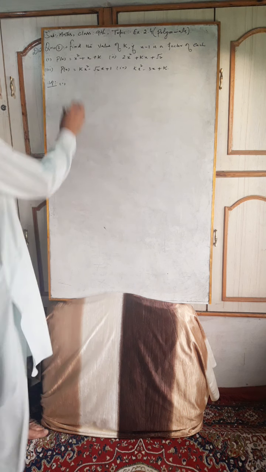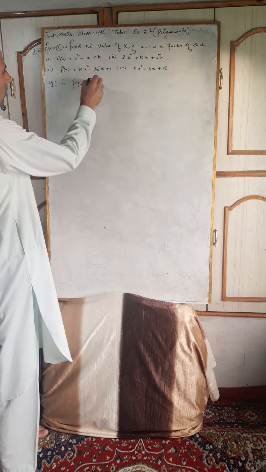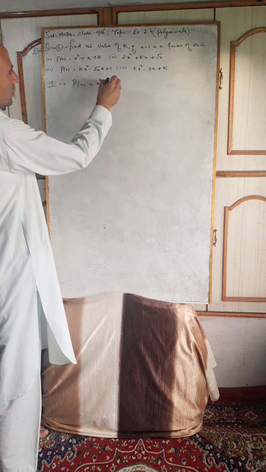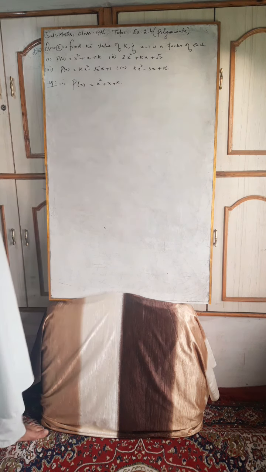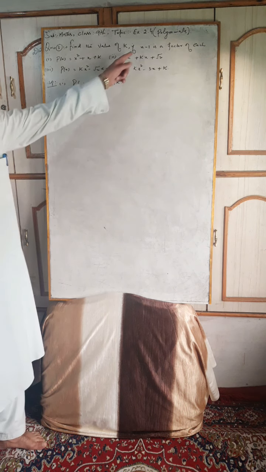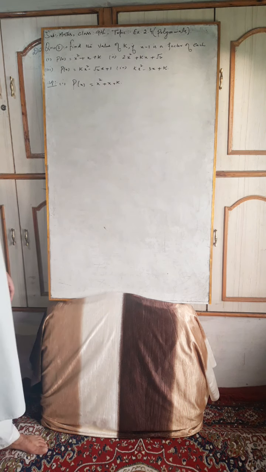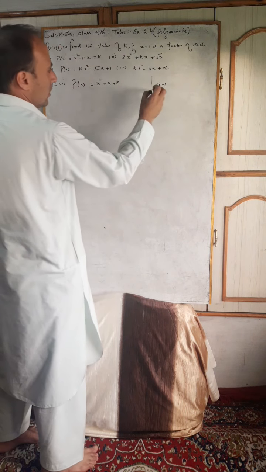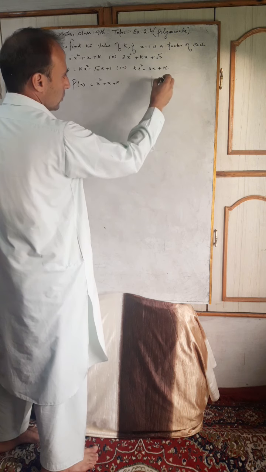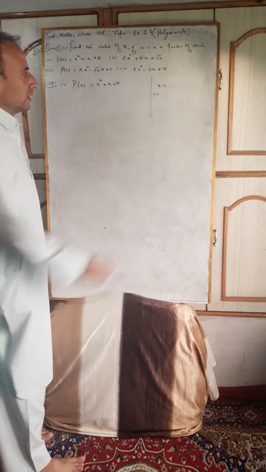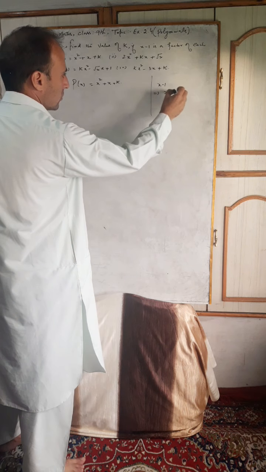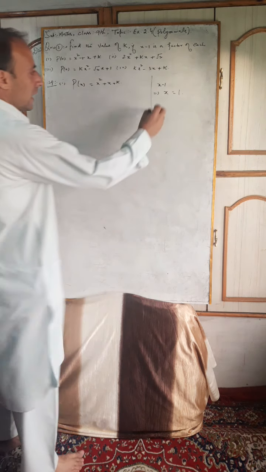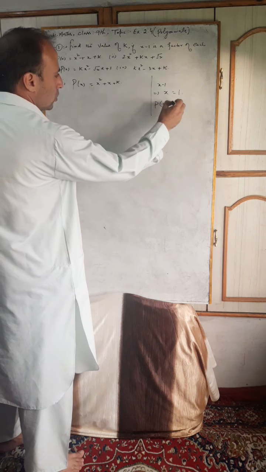First part, since we are given p of x is equal to x square plus x plus k, by factor theorem you know that when x minus a is a factor of p of x, then p of a should be equal to 0. Here x minus 1 is the factor of p of x, which implies the 0 of x minus 1, or of this linear polynomial, is x is equal to 1. So here we must be having p of 1 should be equal to 0.